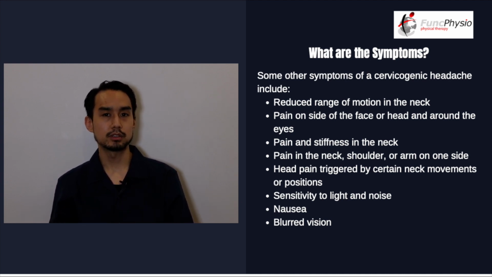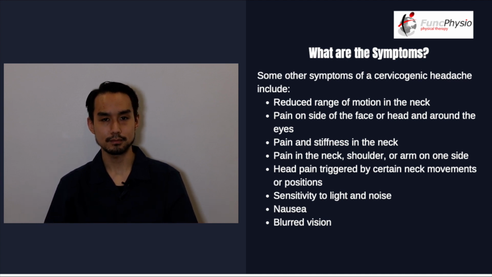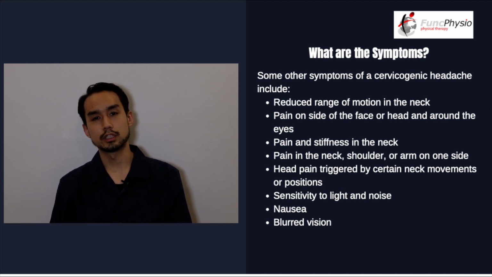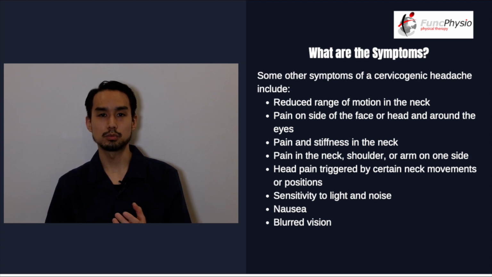Next, they also may notice that there's not only neck pain and a headache, but also pain down the arm as well. Lastly, with cervicogenic headache, there are some standard headache-like symptoms. For example, individuals may have blurred vision, sensitivity to light and noise, as well as some nausea. Some of those are very similar to other headaches, such as migraines.